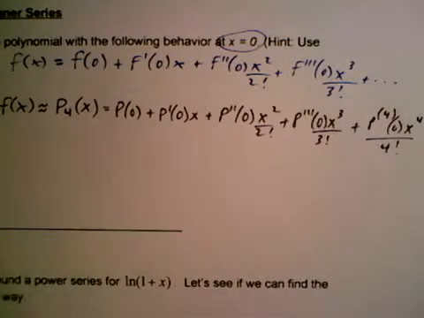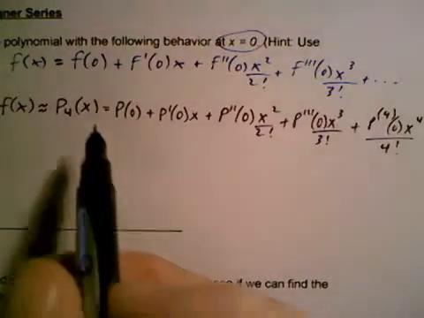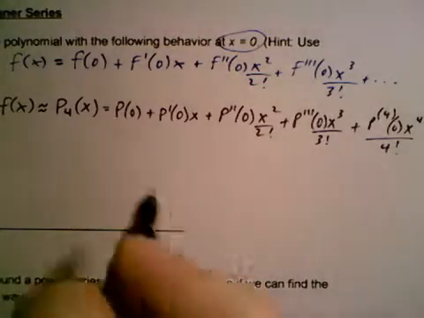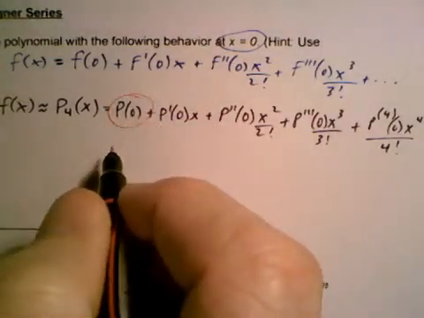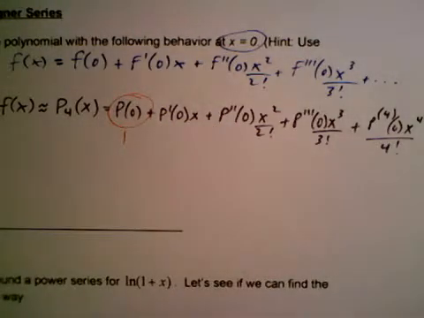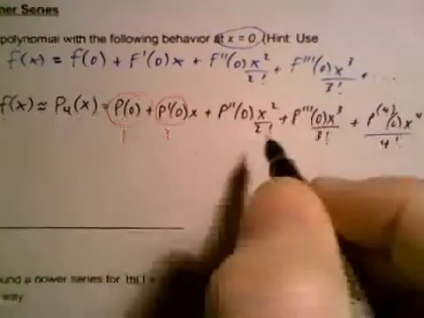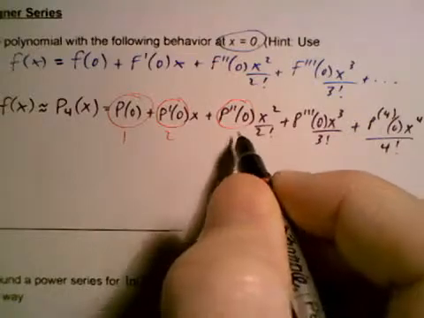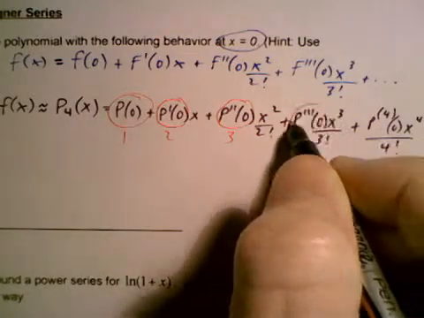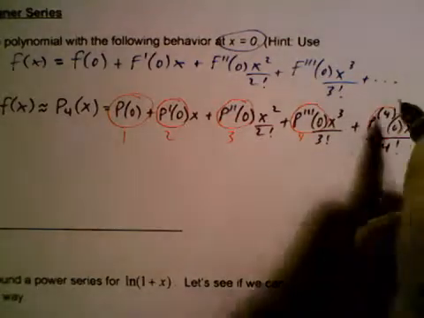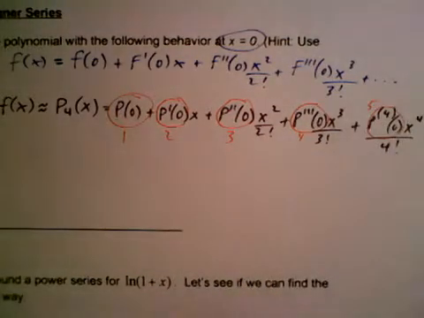We can see that for p of x, all we have to do is fill in the right numbers here. And let me just do this using red. Our p of 0, well, that's just 1. That's what was given. Our p prime at 0 is 2. P double prime at 0 is 3. Triple prime is 4. That makes it pretty easy. And the fourth derivative at 0 is 5. And so I'll just put that down there in the line just below.